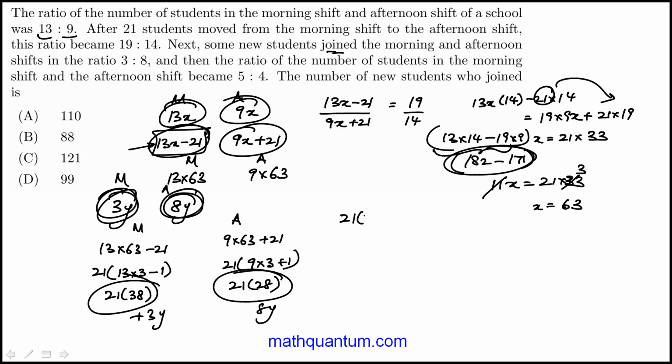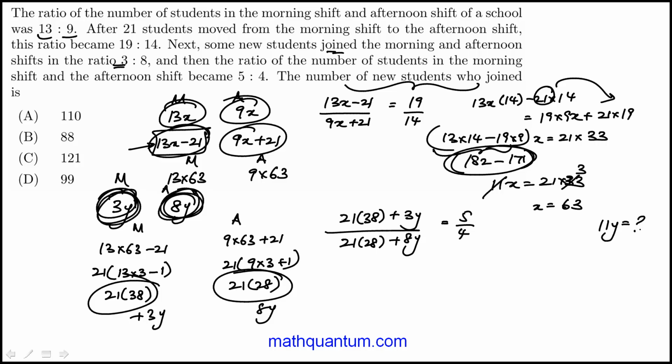And then we're told that this ratio, let me just make sure, yeah, this is to the morning. And then 21 times 28 plus 8y, this ratio is 5 to 4. The number of new students who joined, which would be 3y plus 8y, is 11y. And we just need to solve for y from this equation. So just, I guess, tedious in terms of the computation. I'm just trying to see if there are any ways to reduce the work, but I'm not sure.